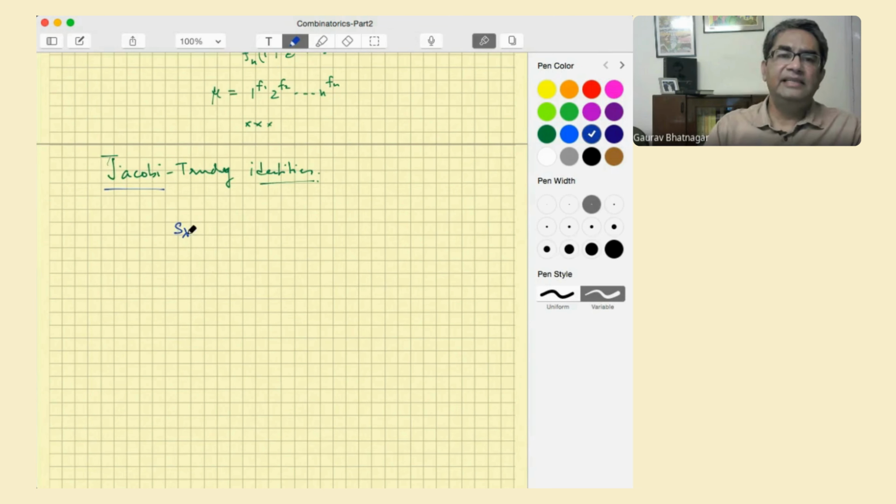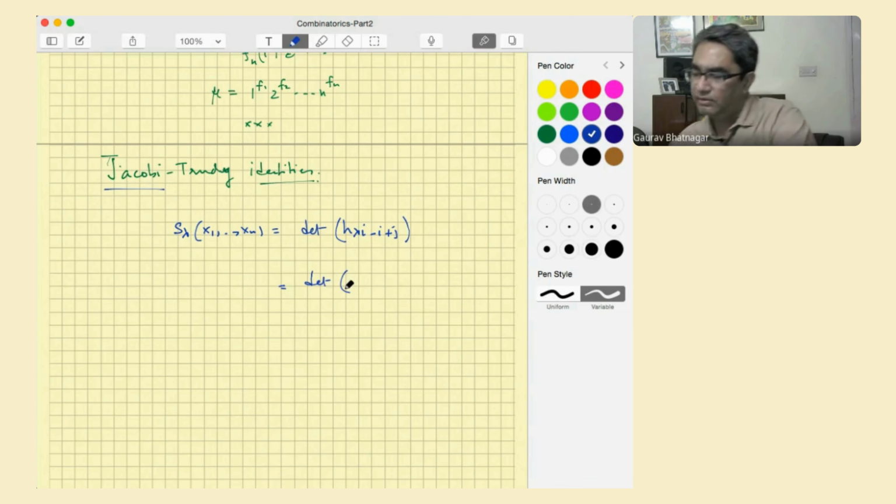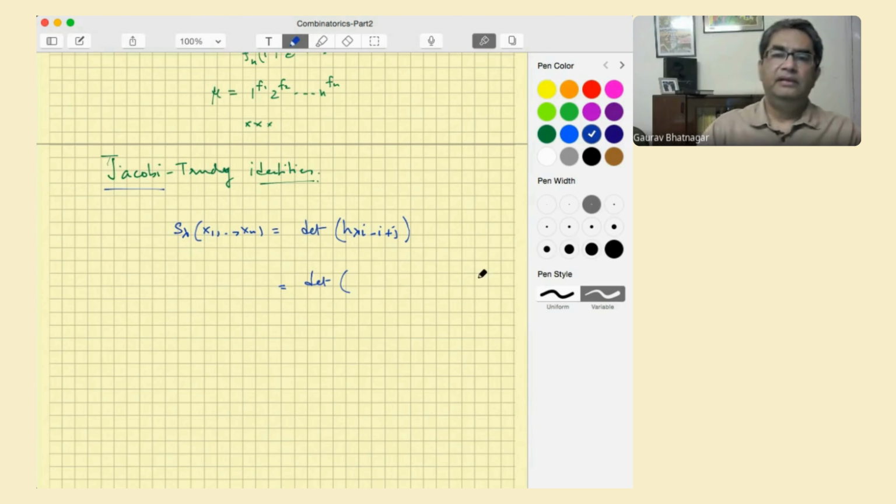So what does this identity say? It says that S lambda of x1 through xn is the determinant of a matrix H lambda i minus i plus j. And there is a similar one for E's. So E lambda i prime, meaning the transpose, minus i plus j.